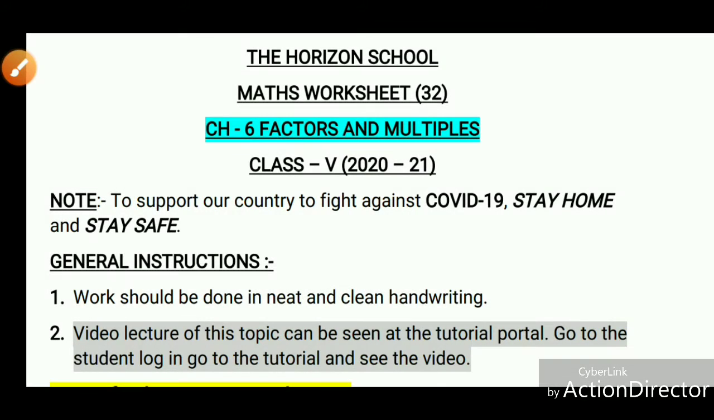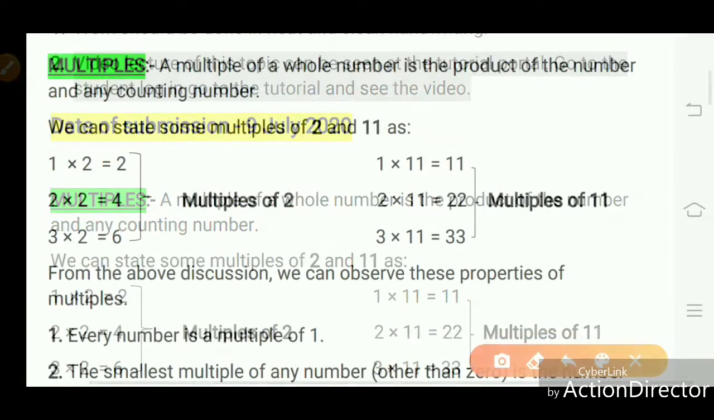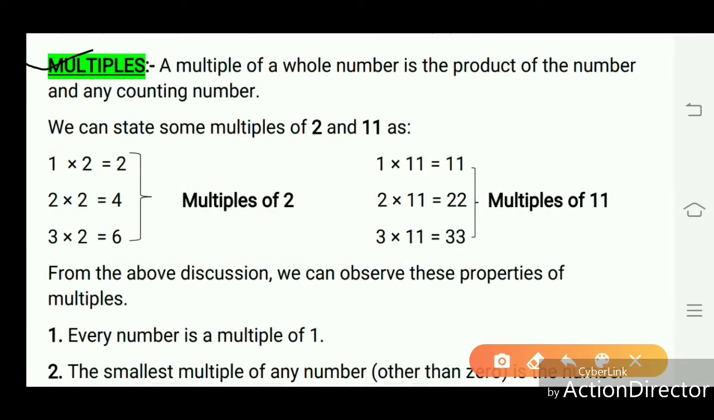Hello students, this is Maths Worksheet 32, Chapter number 6, Factors and Multiples. Multiples: a multiple of a whole number is the product of the number and any other counting number.